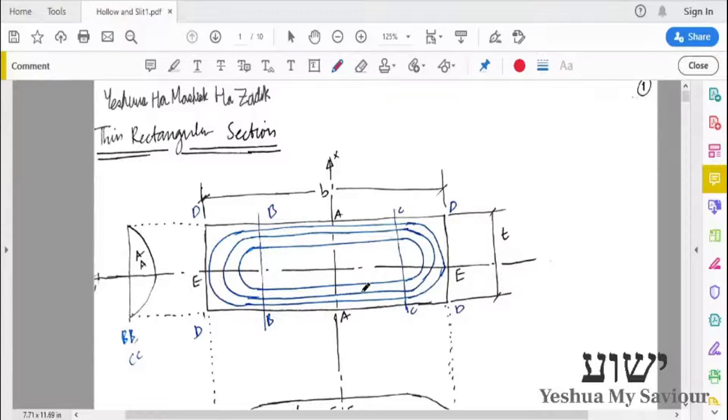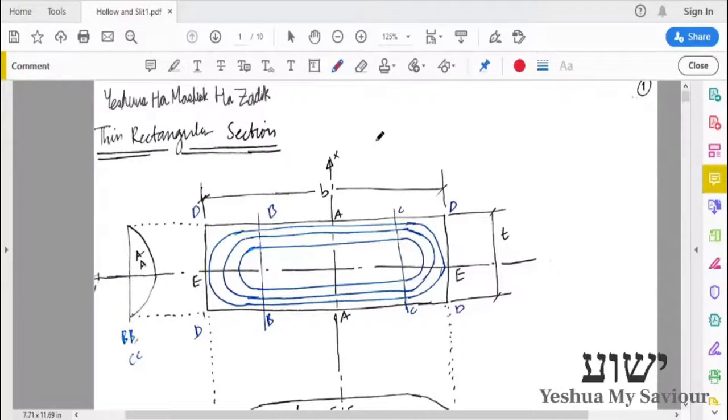Today we'll be looking at the torque transmitted and the stresses developed in a thin rectangular section, which is under torsion. The derivation we'll be pursuing will be by Prandtl's method, and obviously Prandtl's method uses the Prandtl membrane analogy. So what is the membrane analogy? I'll summarize it a bit.